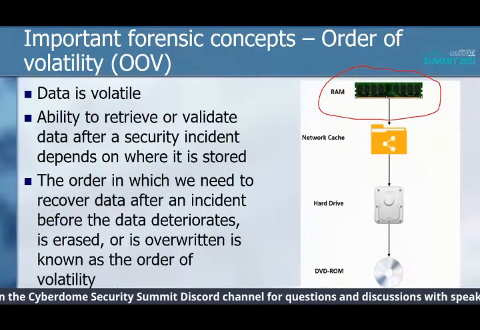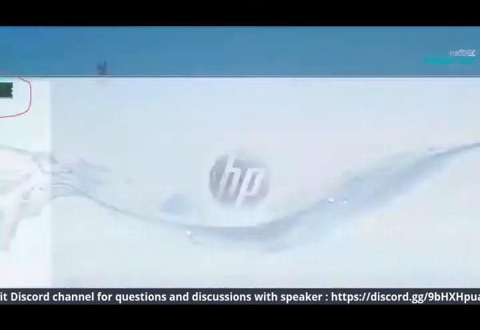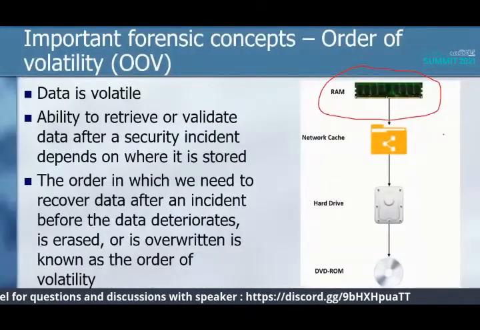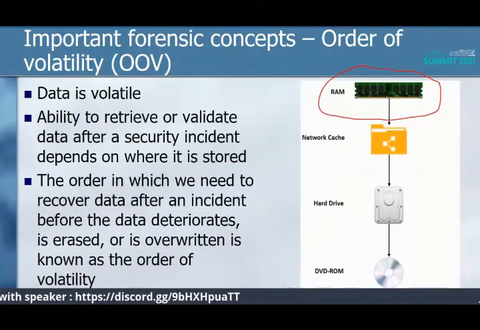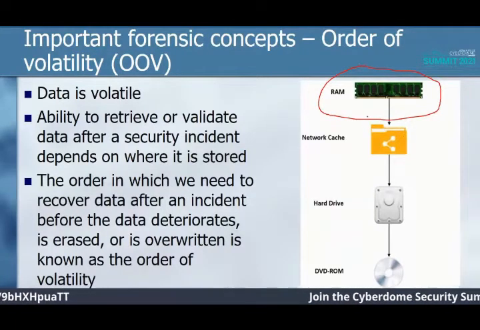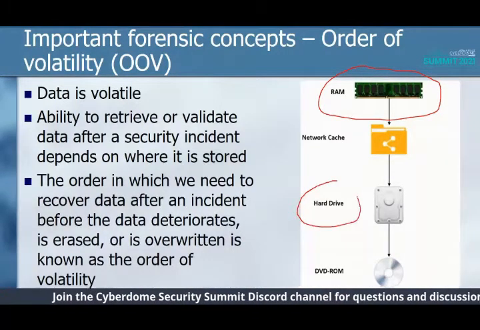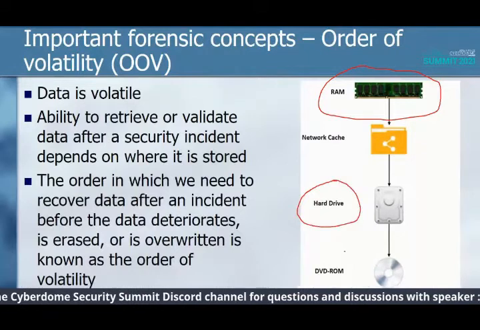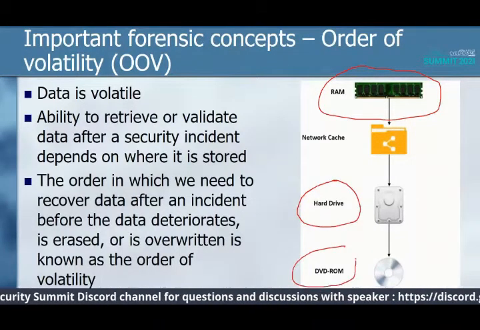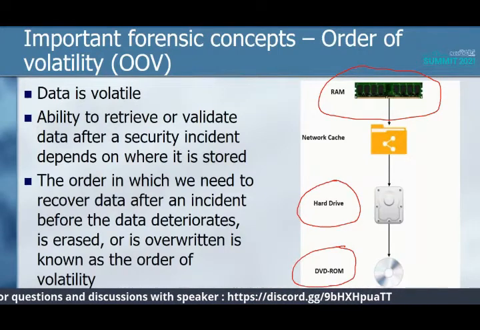Whenever we are approaching a computer at a crime scene, we should collect the contents of the RAM first. Then we can collect the data from the network cache and virtual memory as well. And then we can move on to other least affected memory. Then we can image the hard disk, and then DVDs are given the least priority. DVDs and CDs are always given the least priority.